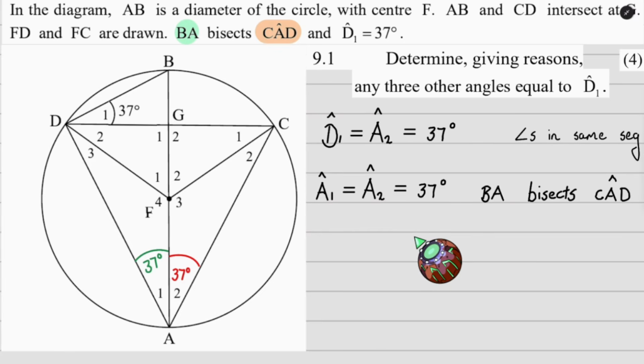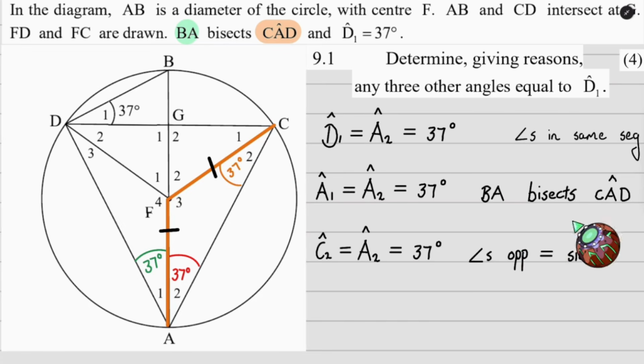There are some radii in the mix. They're a bit hard to see. So I see 4 radii actually. So let's start off with these two radii, FA and FC. If they're equal in length, it means that the base angles must be equal. So C2 will also be 37. And we simply just show the relationship between the two. A2 equals C2 equals 37. And our reason is angles opposite equal sides. That's a property of an isosceles triangle.